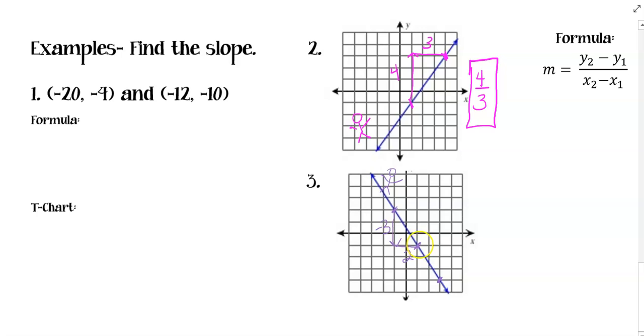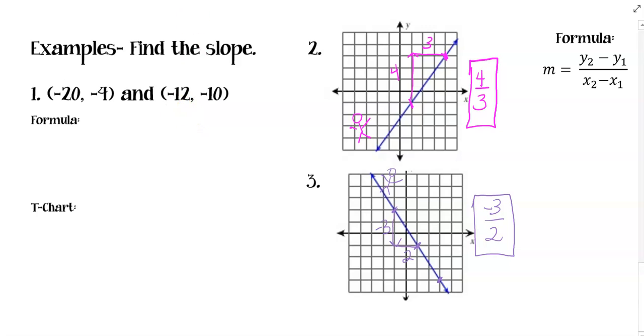If you were to go up and to the left, that would change it. That would be a positive and a negative. I always like to do it the same way so it stays consistent personally, but if you have a comfort, that's okay. Just always make sure you do your rise over your run.